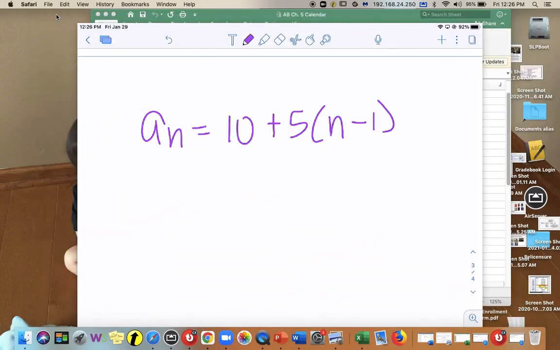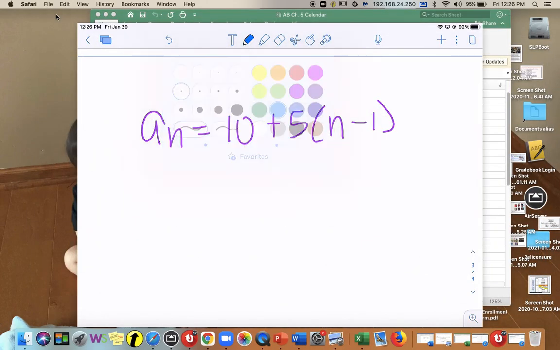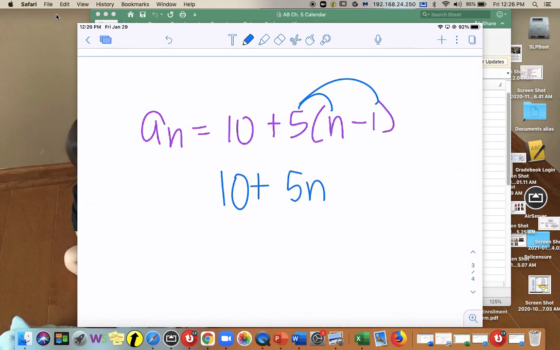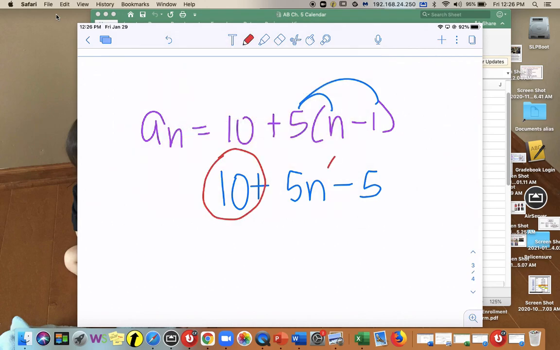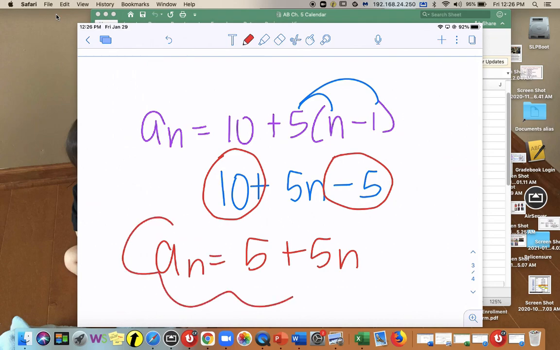Okay, so here's the equation that we're going to start with. Let's simplify it. Let's distribute and combine like terms. So you have 10 plus 5n, and then 5 times negative 1 is negative 5. So I just distributed it and multiplied. 5 times n is 5n. 5 times negative 1 is negative 5. Let's combine like terms. And 10 minus 5 is 5 plus 5n. And so this is actually an equivalent formula.